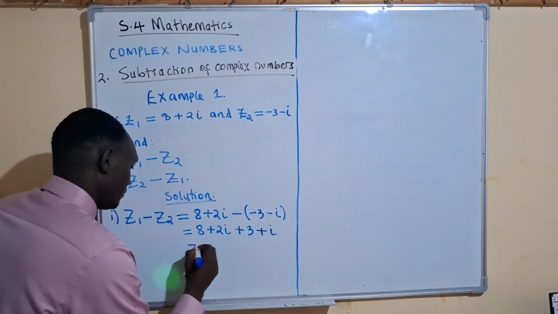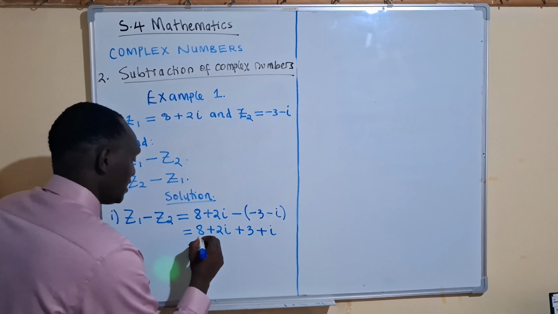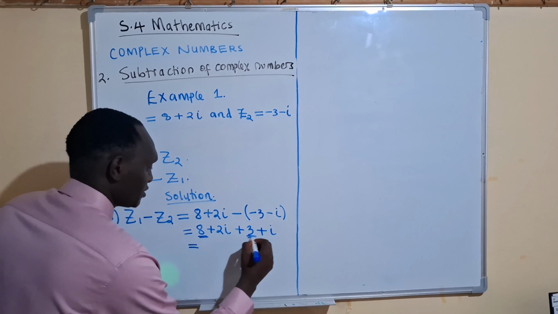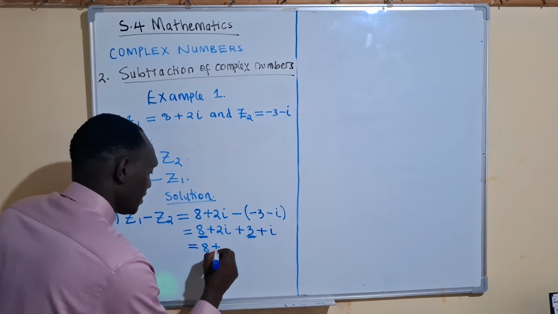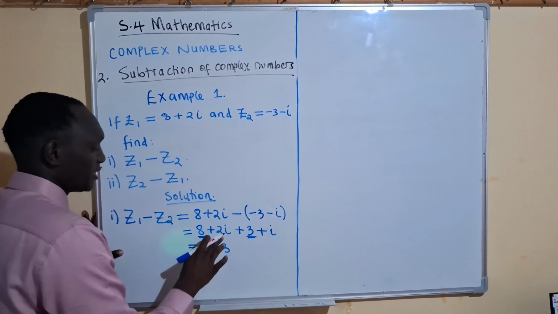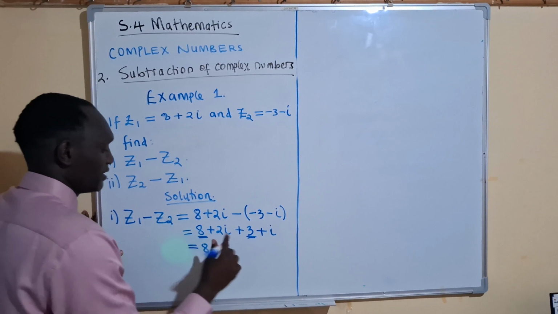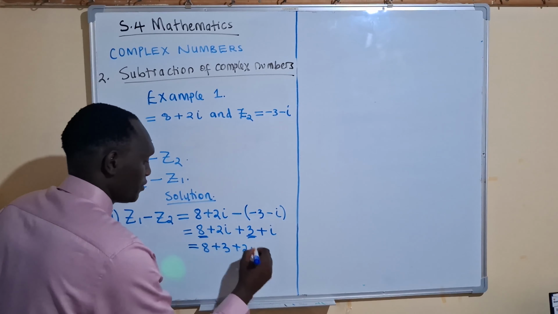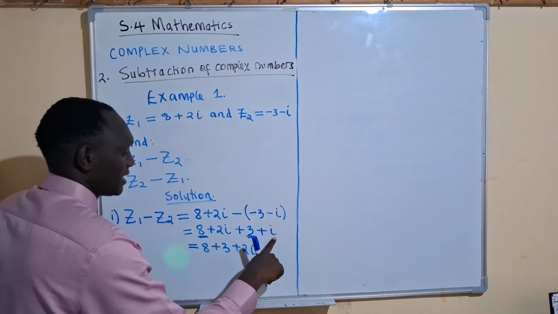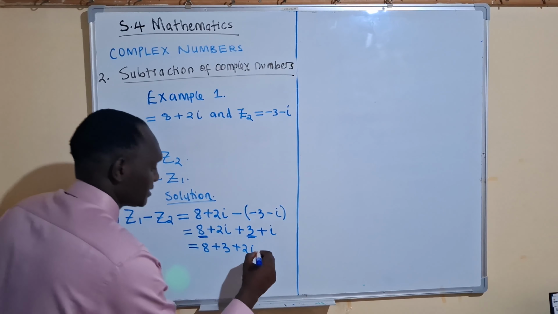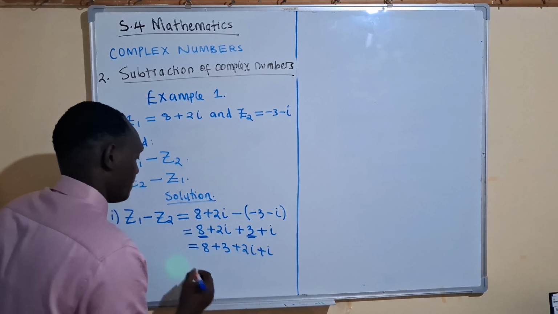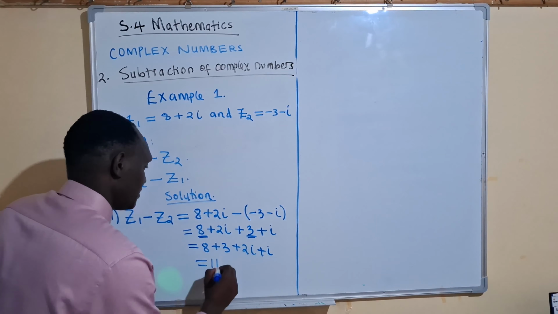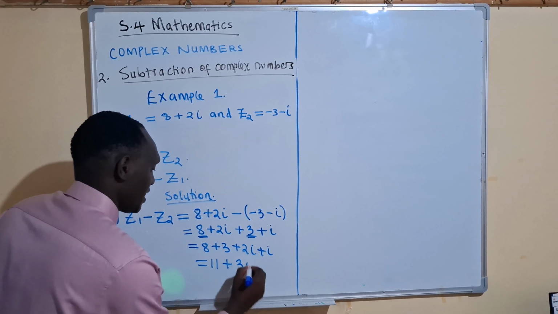After this step, then we are going to collect the like terms, which is the real parts together, that is 8 plus 3, and the imaginary parts together. What is the sign before 2? It is plus. So plus 2i. What is the sign before i? It is plus. So here plus i. This gives us here 11 plus 3i.